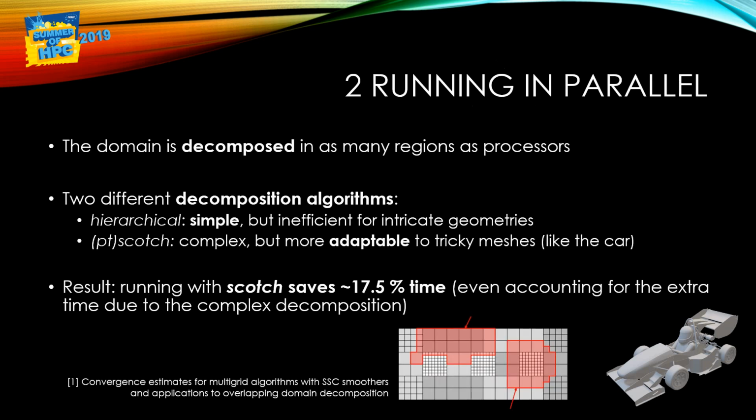Once the setup is completed, the next step is running the simulations in the supercomputer and benefiting from its computational power. This requires dividing the domain into smaller regions, and a processor will be in charge of solving each of the regions. The decomposition process can be performed with several different algorithms, Scotch being the best one for this complex case, and leading to a saving of 17.5% in time.